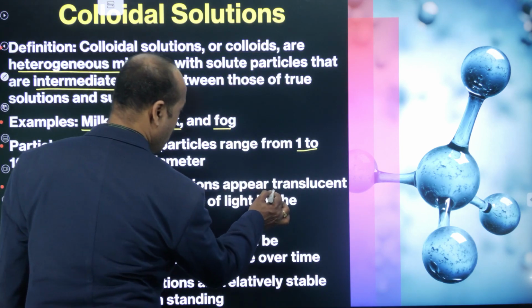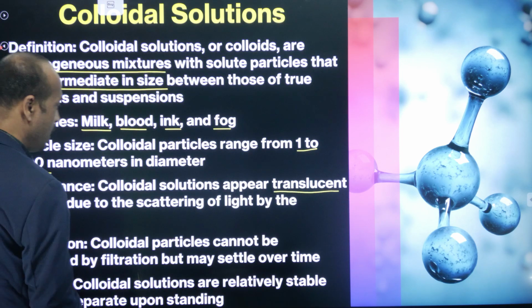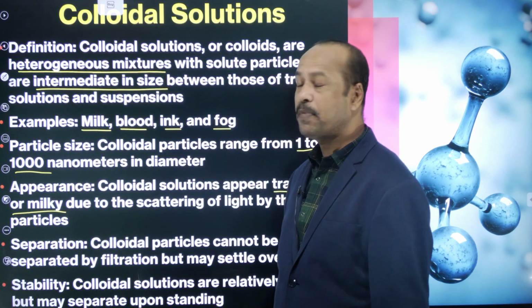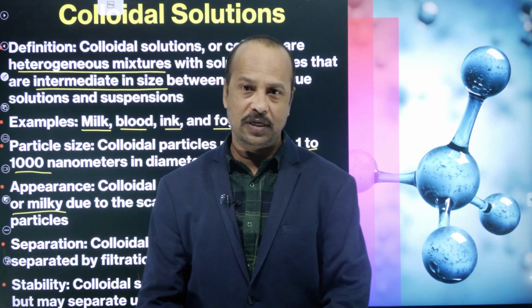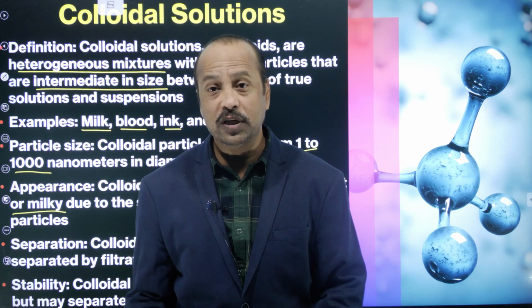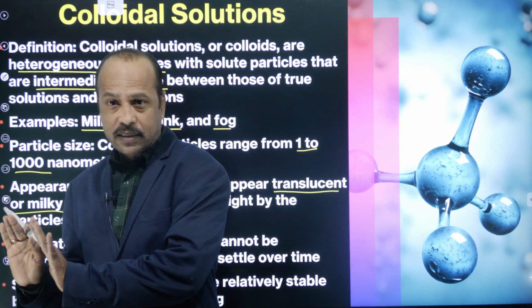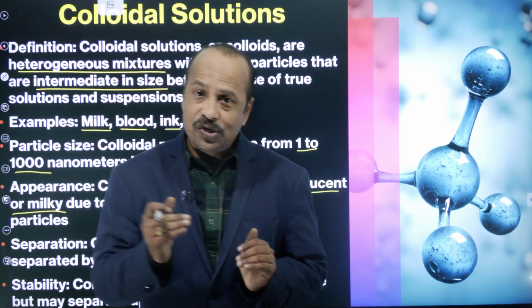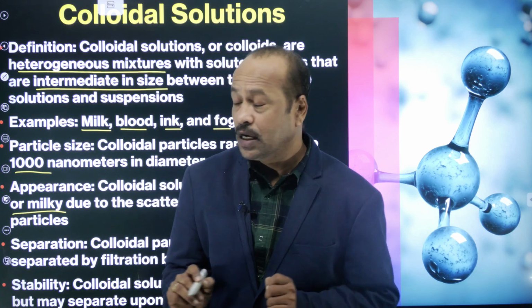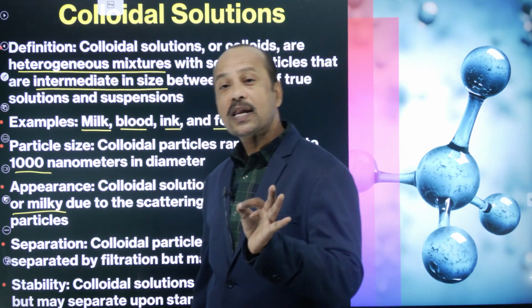So here they appear to be translucent or milky, due to the scattering of light by the particles. So here they are translucent, not perfectly transparent, nor perfectly opaque. Means they do not stop the light completely, but they partially allow the light to pass through them, right? Such a solution is called a translucent solution. So colloidal solution is translucent.